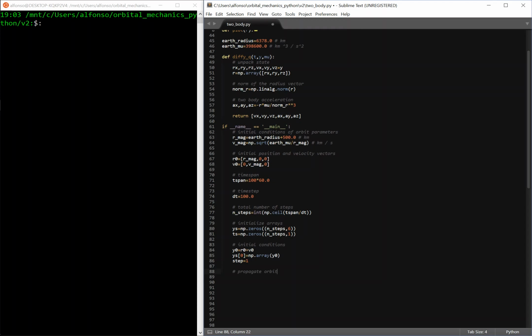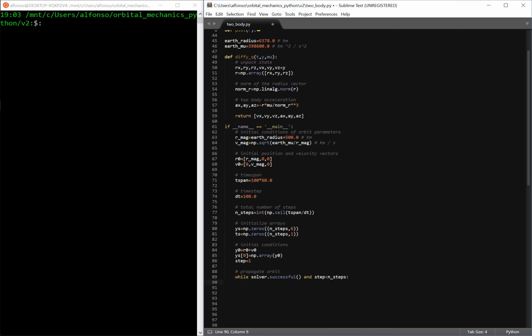And now we're actually going to propagate the orbit. So how do you do this? Well, while solver.successful. I always spell this wrong. And step is less than n steps. I'm just going to type this all out and then explain it. solver.integrate.